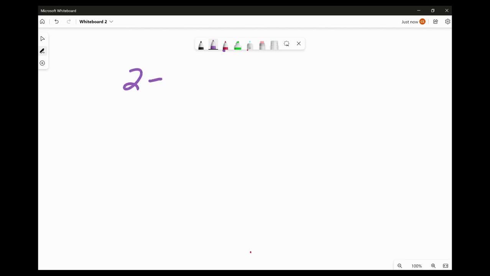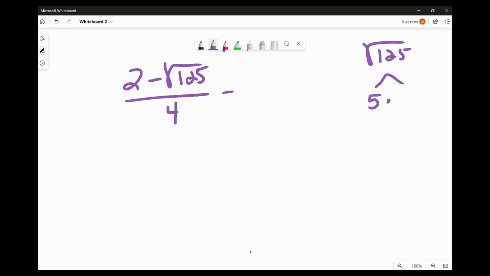We have 2 minus the square root of 125 over 4. All right, so this is a little different. This has an addition sign or a subtraction sign in it. So first thing you do is take care of the square root. So I'm going to break down the square root of 125. And if I look, I know that's 5 times 25, and the 25 can be broken down into 5 times 5. So it looks like this.